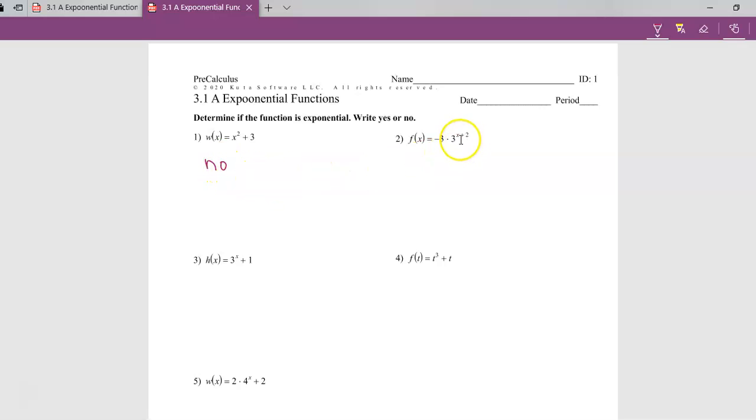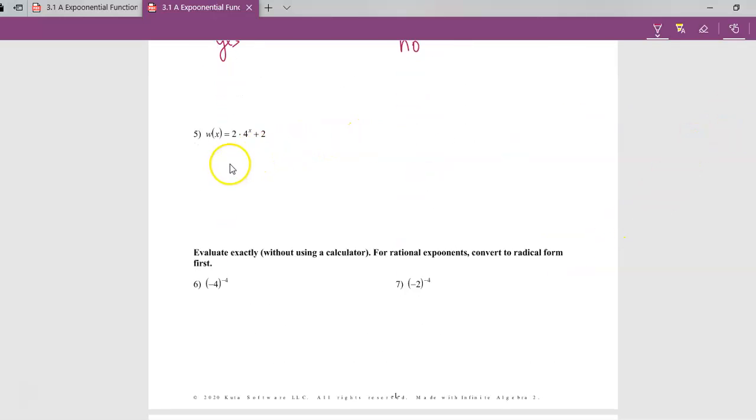On number 2, we have x up here in the exponent, so this one is an exponential function. Number 3, again, x is the exponent, so yes, that's an exponential function. On number 4, t is not in the exponent, it's down here, so that is not an exponential function, which makes number 5, yes, because x is in the exponent. So just look for the variable. If it's up in the exponent, it is an exponential function.